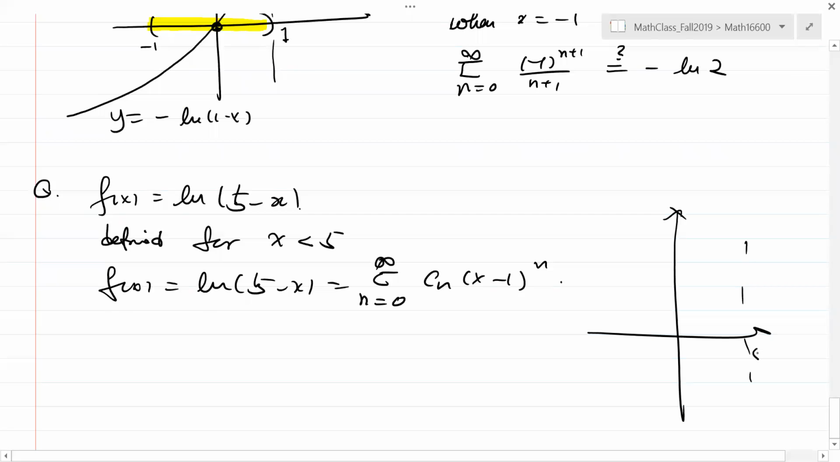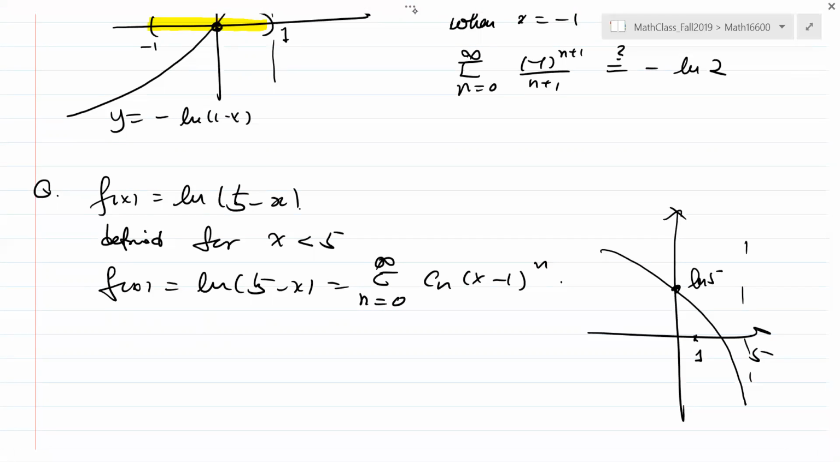This is 1, this is 5, right? When x is getting close to 5, this is getting negative. When x equals 0, it's natural log of 5. So the graph looks like that, okay? This value, natural log of 5, is positive. Where's the 1? 1 is here. So the maximum interval I can get is this piece. What is the radius of convergence? 4. This point would be -3.